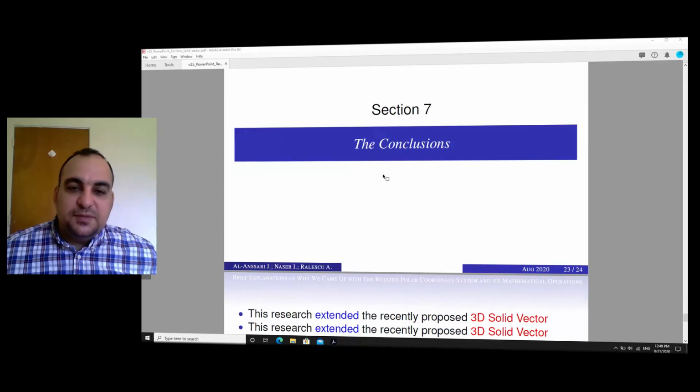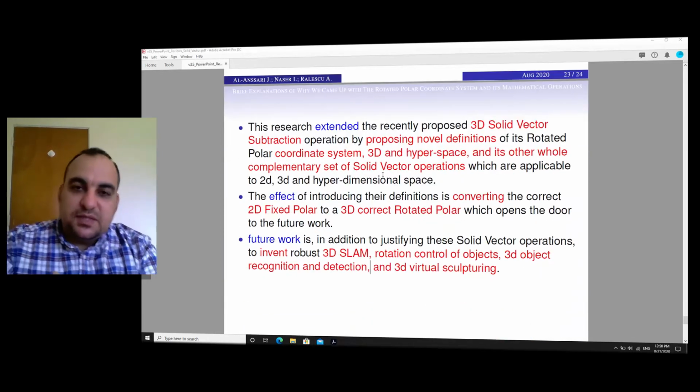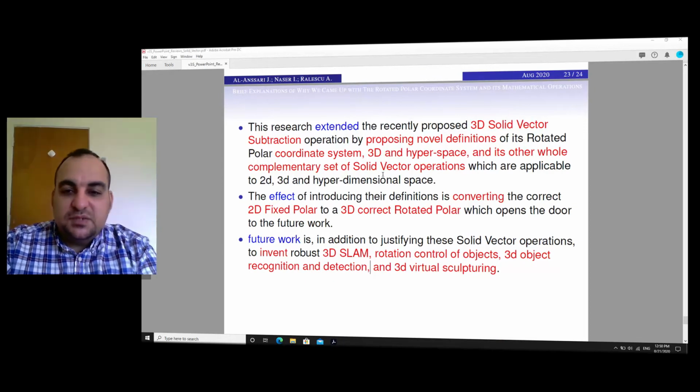So finally, I present the conclusion. This research extended the recently proposed solid vector subtraction operation by defining its coordinate system. It's a 3D hyperdimensional space, with its whole complementary set of solid vector operations. The effect is converting the correct 2D fixed polar to correct 3D rotated polar mathematical operations.